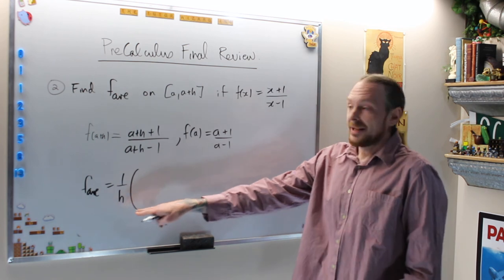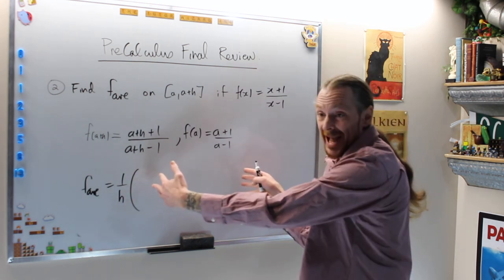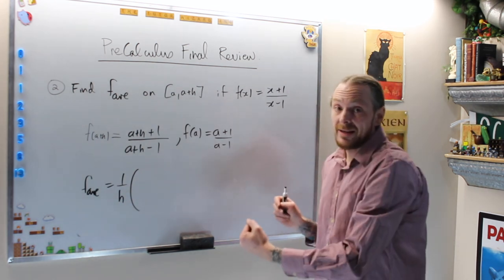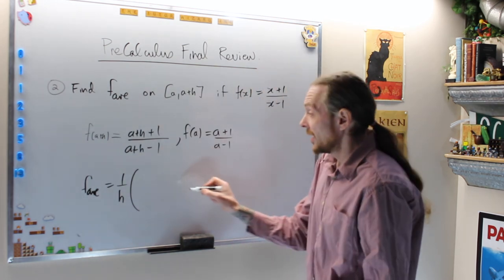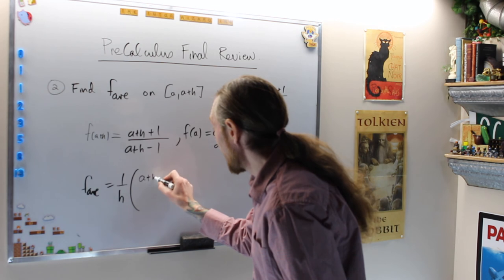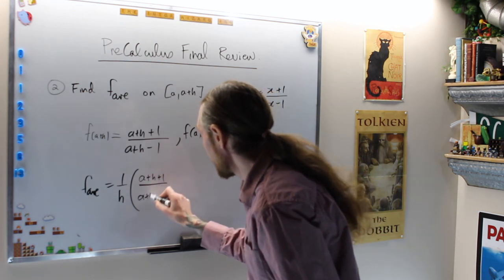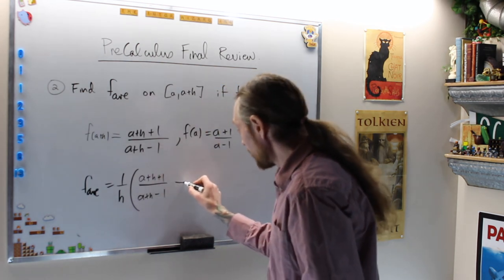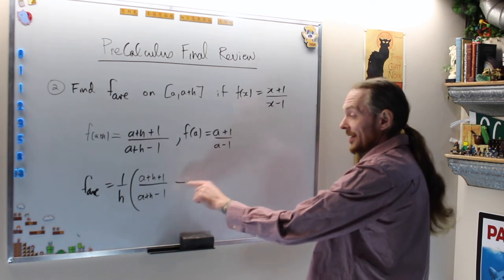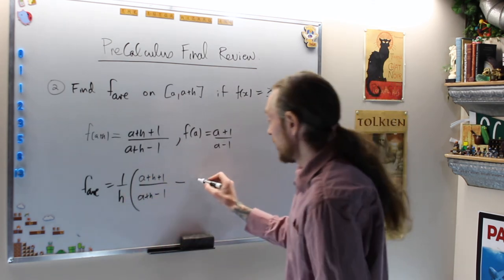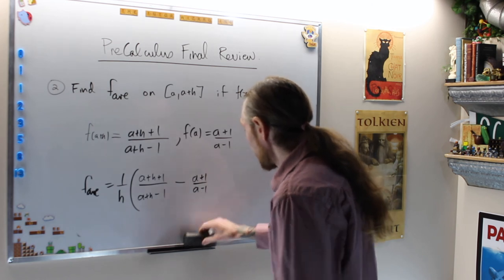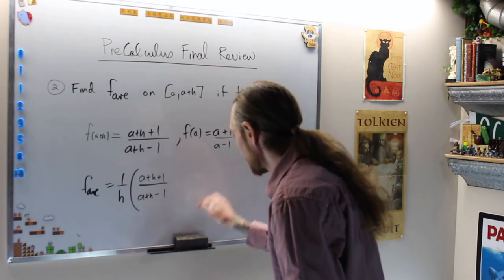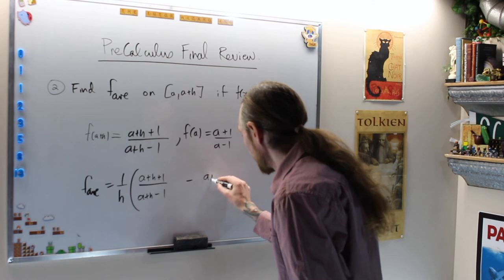The reason I'm doing that is because I'm going to have a fractional expression to add on the inside anyways, and I'm going to simplify that first. This gives me f of a plus h is a plus h plus 1 over a plus h minus 1. And then we're going to do minus f of a plus h minus f of a over h. F of a was a plus 1 over a minus 1. I'm just going to cheat a little bit because I know what I'm going to do in the next move.